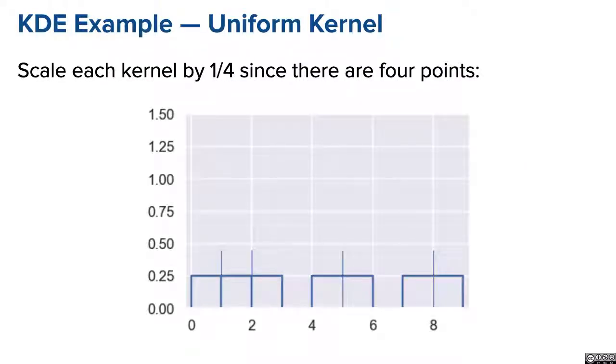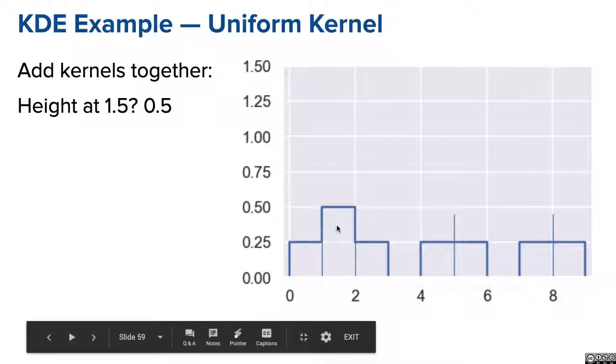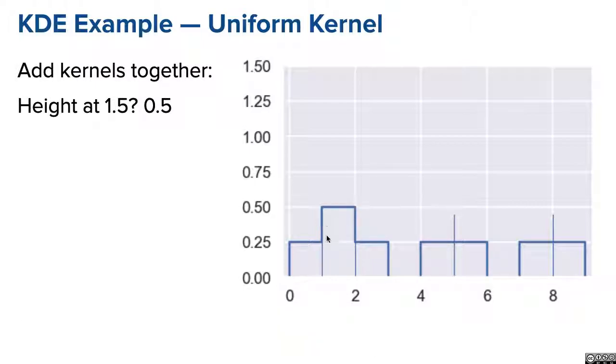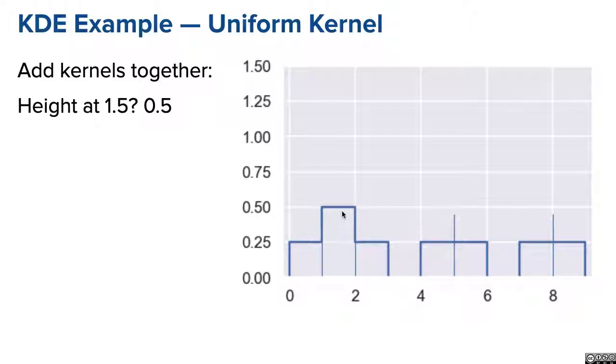I have 4 points, so I'm going to scale each kernel by 1/4. And then I'm going to add up the kernels together so that I get the following smoothed out plot. I have here one little step for these 2 points, and a smaller little bump for x equals 5 and x equals 8. Because I've added the 1 and 2 kernels together, the height of this curve at x equals 1.5 is 0.5. So it's higher than the rest because there's more density there. Any questions about this?